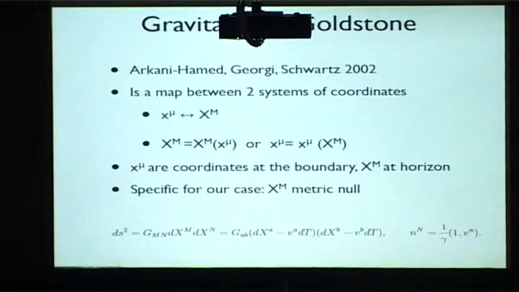So in our case, the specific thing is that at the end we want to make this coordinate X m null, because we want this infrared boundary to be very close to the horizon. If we want to do this procedure honestly, we have to keep this boundary at some distance from the horizon. But for simplicity, I will assume that this X m is so close to the horizon that we can think about the metric on X m as a null metric. A null metric can be parameterized by a degenerate four by four matrix, or we can think about that as a 3 by 3 matrix, plus a null vector.